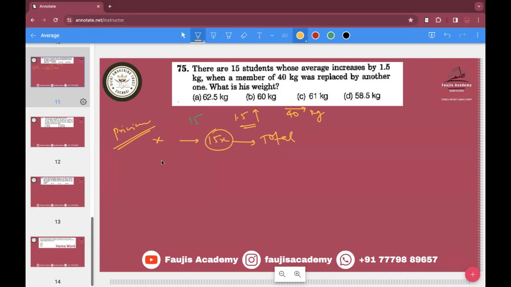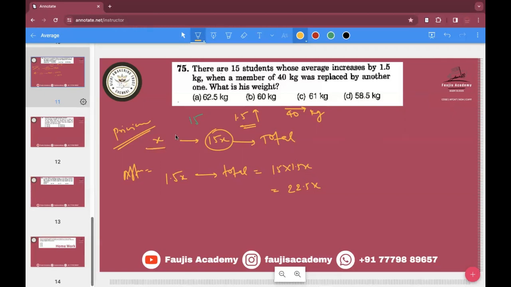Afterwards, the average is becoming 1.5x. So in that case, what is the total? The total weight is 15 into 1.5x, that means 22.5x. This is the total. So how much has it increased? It has increased by 7.5x.